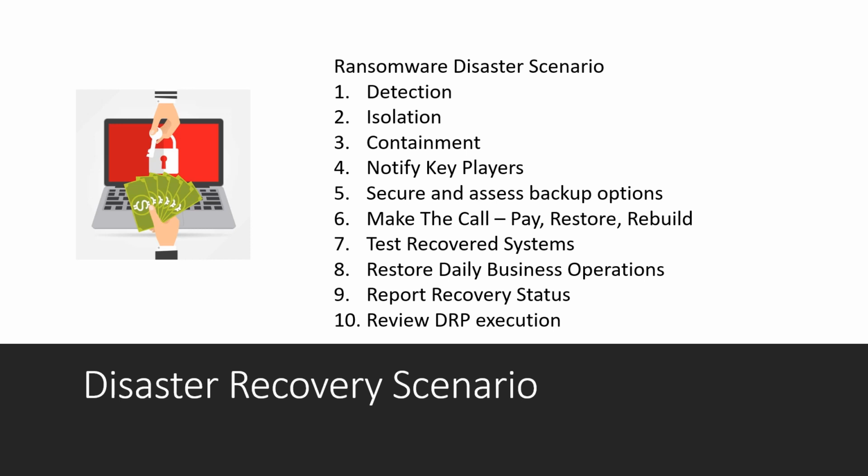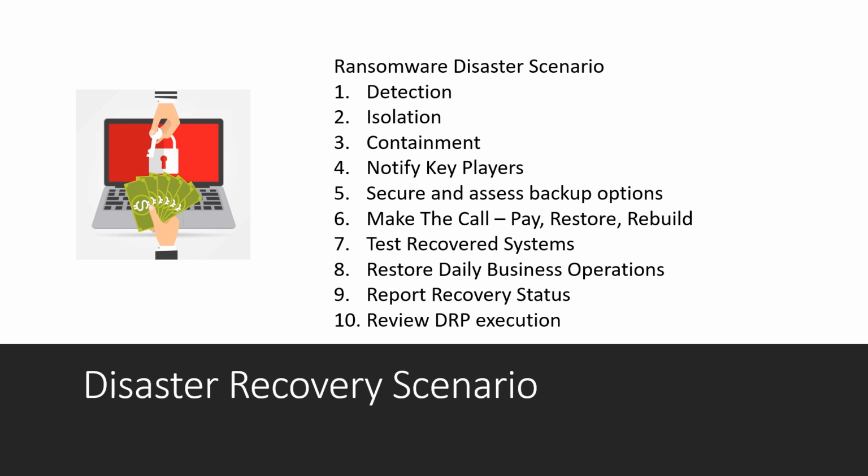Ransomware disaster scenario. Step 1. Detect and identify affected systems. Step 2. Isolate the affected systems. Step 3. Once contained, determine the scope of the attack. Step 4. Notify management, directly affected stakeholders, and law enforcement. Step 5. Secure backups and assess the viability of the backup system. Will it be successful if we back up the system, or do we have to rebuild?